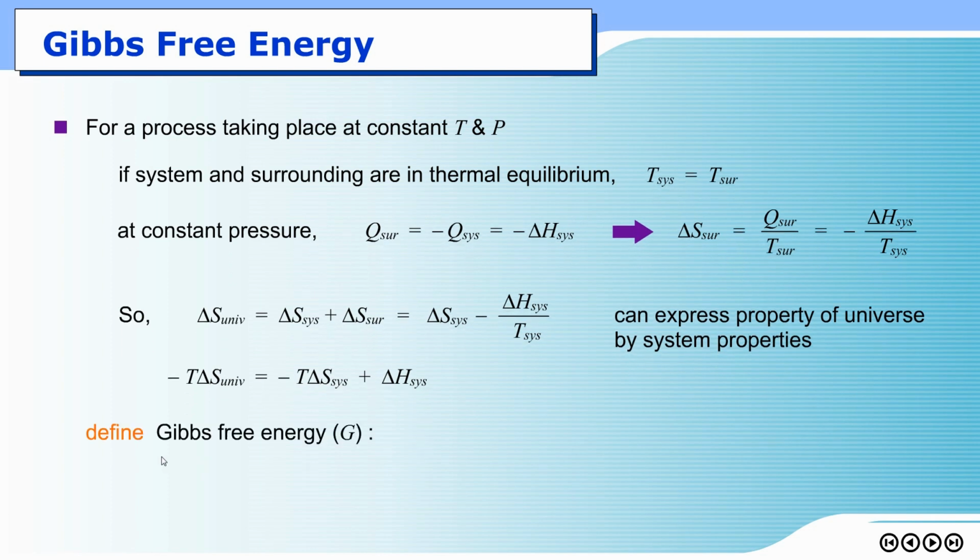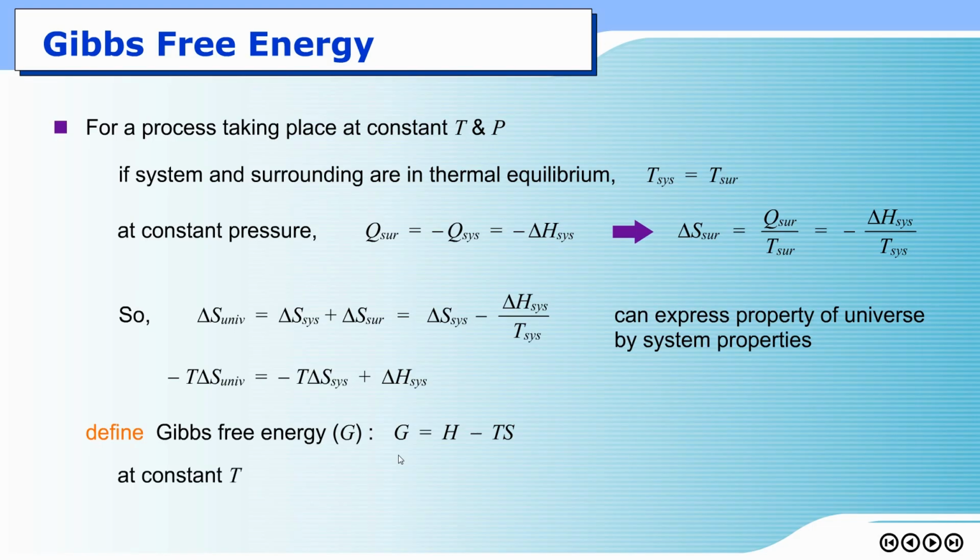Then I can define a new variable called Gibbs free energy as G equal to H minus TS. If you notice, H, T, and S are state properties. They're not functions of path. They are all state properties. So that means Gibbs free energy is also a state property.